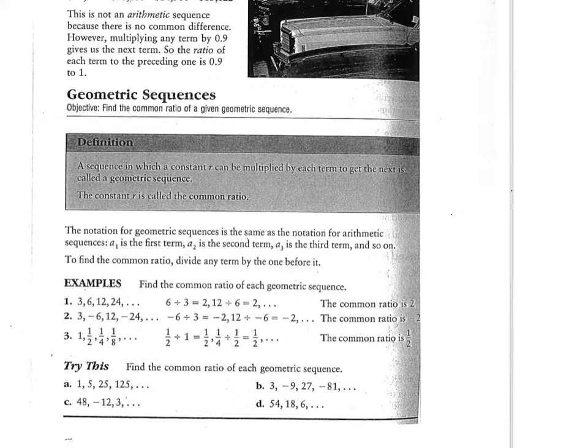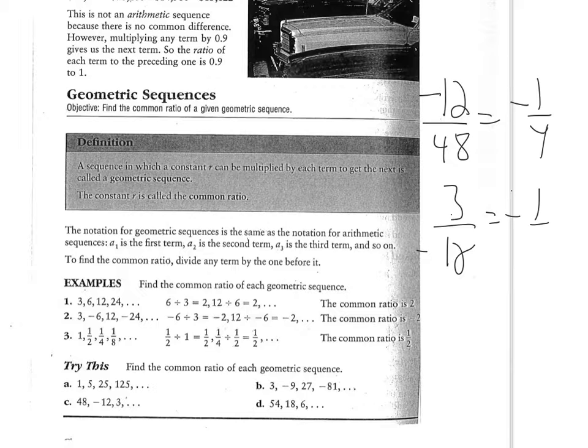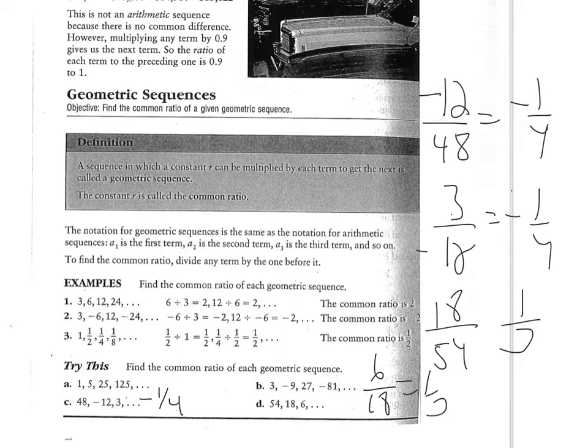Okay, for letter C, -12 divided by 48 works out to be -1/4. And 3 divided by -12 is also -1/4. So in this situation, the common ratio is -1/4. And for the last one, it's also decreasing, so I know it's going to be a fraction less than 1. 18 divided by 54, I believe, is 1/3. And 6 over 18 is also 1/3. So this common ratio is 1/3.